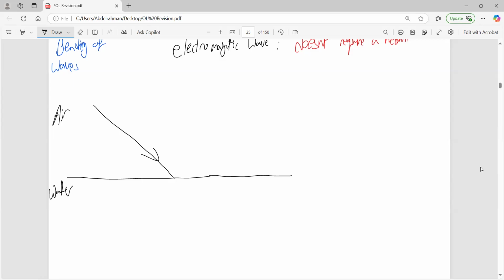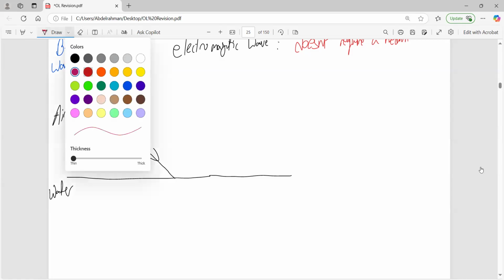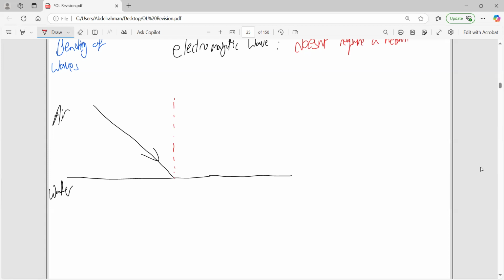Then, you need to draw the normal line. This is the normal line, 90 degrees, and then you have the angle of incidence. This is the angle of incidence. And then you have some wave fronts which are incident on the boundary. What are these wave fronts? These wave fronts should be perpendicular to the direction of the motion.